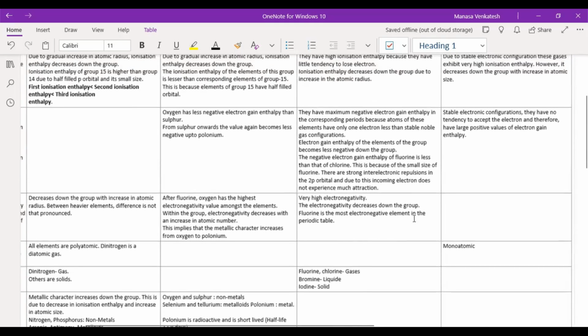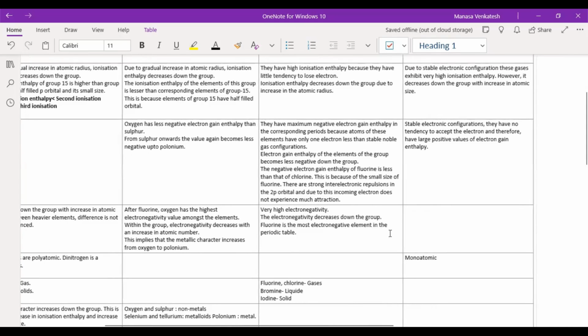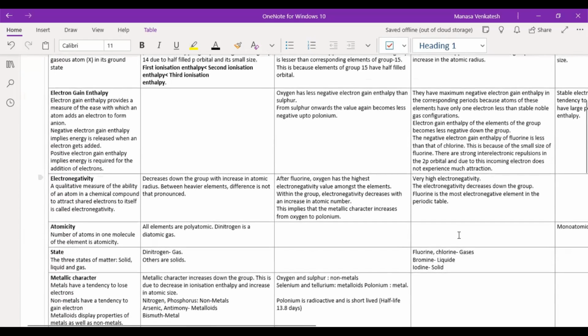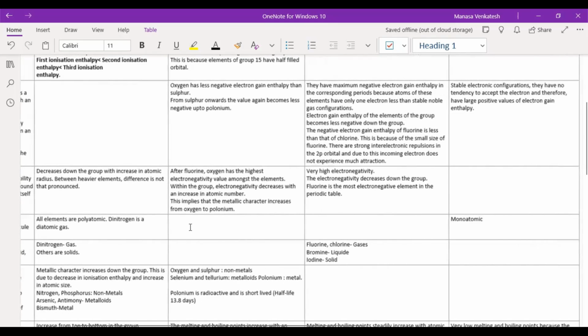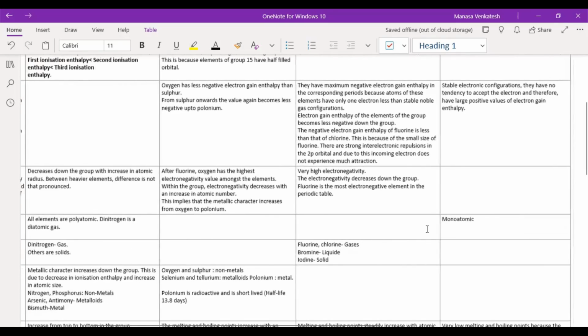Now, the group 17, they have high electronegativity in each period, and fluorine is the most electronegative element in the periodic table. And noble gases are not electronegative because they're pretty satisfied. Atomicity. So atomicity is basically the number of atoms in one molecule of an element. So in case of nitrogen family, you have all the elements being polyatomic in nature, whereas dinitrogen is the diatomic gas. And when we talk about our noble gases, they are monoatomic, means they exist alone.